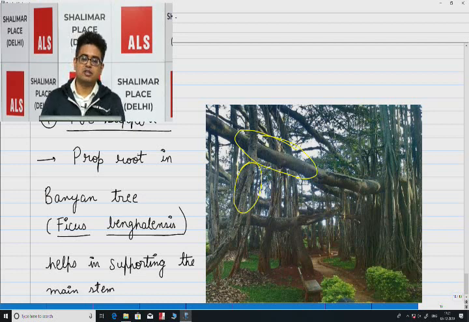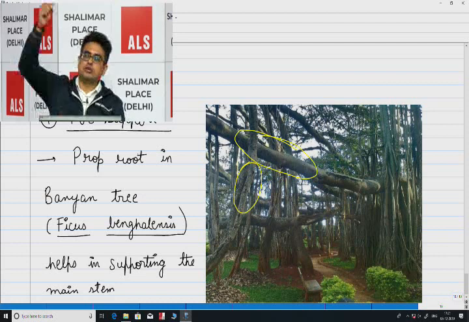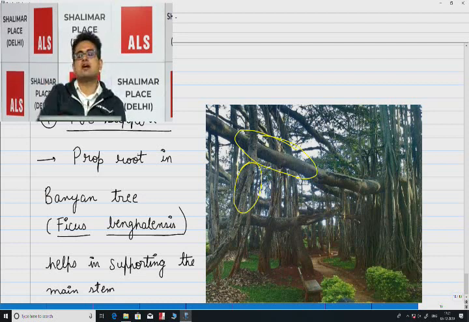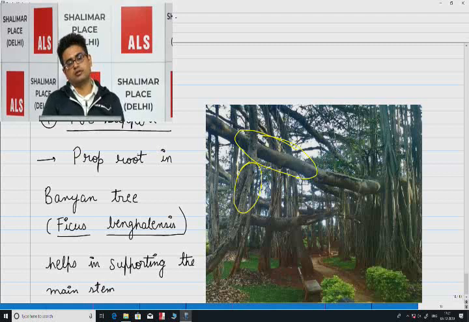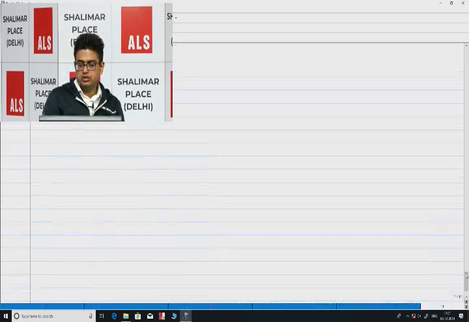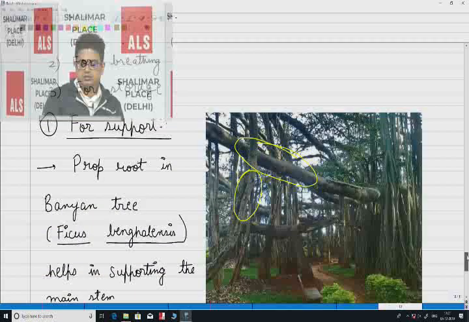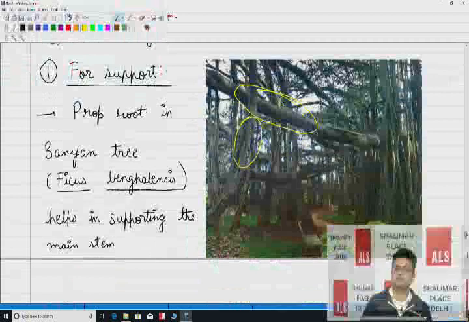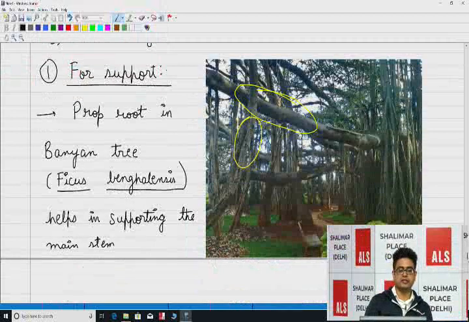So what is happening here? Prop roots arise from the branches. They grow into the ground and establish themselves firmly in the soil. Okay. So this is the prop root. Then there is another type of root that is found in mangrove trees. I am talking about the breathing roots.